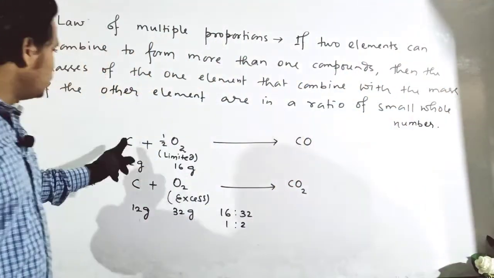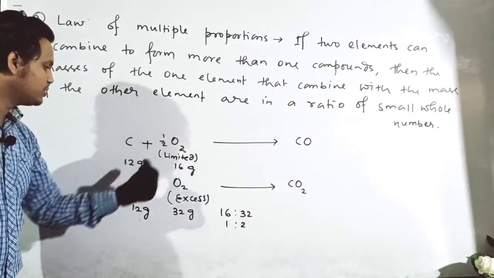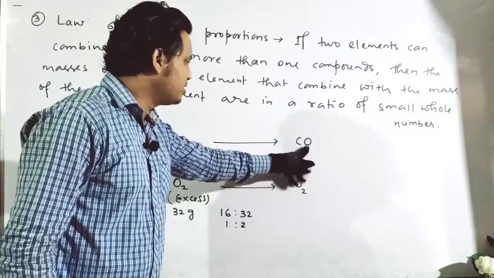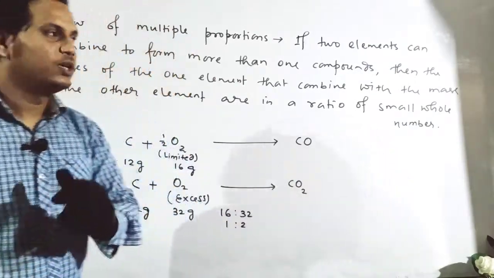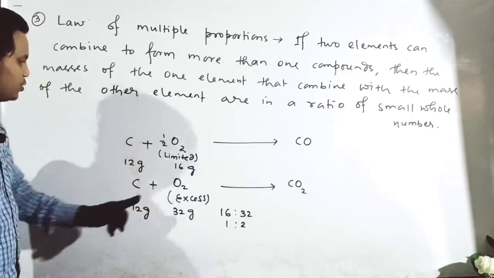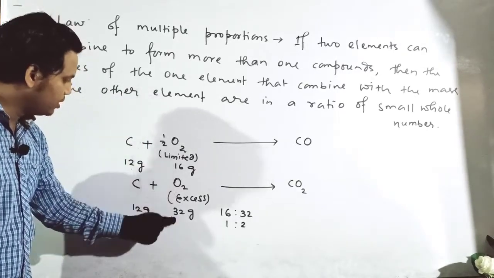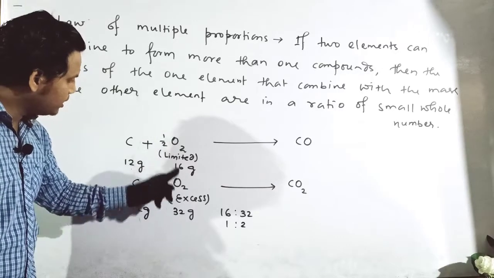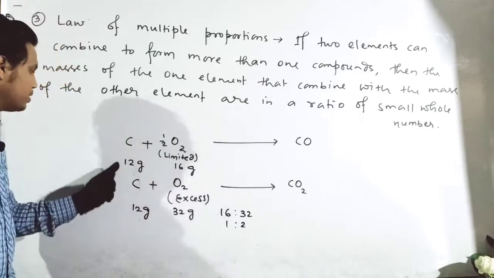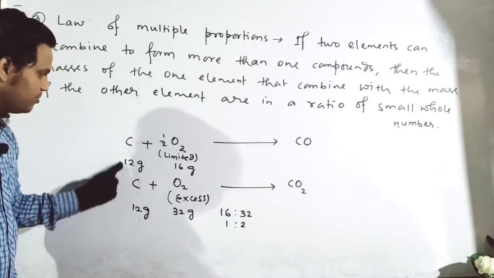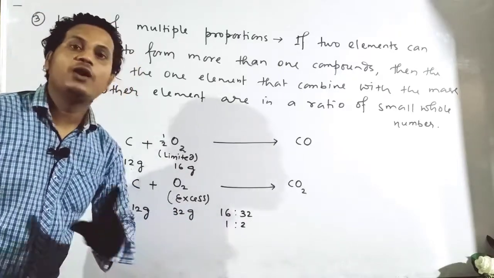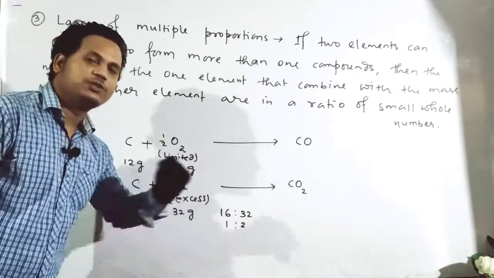Clear? So two elements, here carbon and oxygen, can combine to form more than one compound. One is CO, one is CO2. Now, which one is the fixed mass? Carbon is the fixed mass. So the mass of the one element, that is oxygen, is different. The mass of oxygen that combines with the fixed mass of the other element will be in a ratio of a small whole number, that is 1:2.